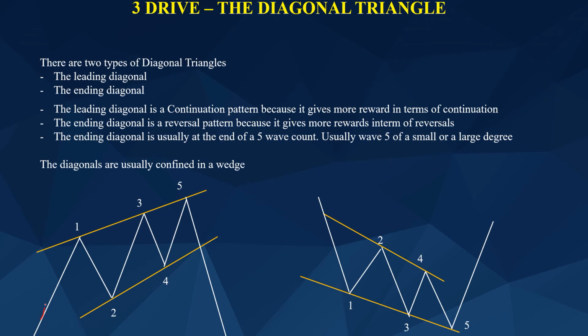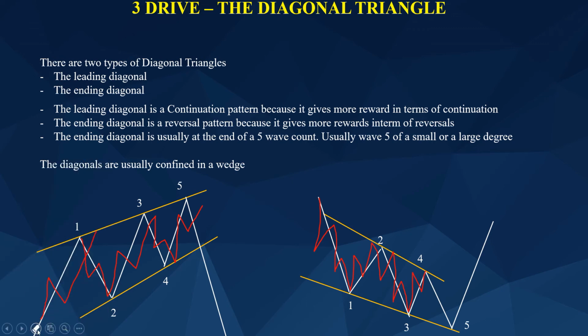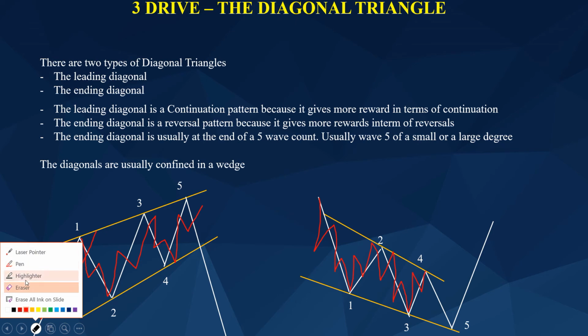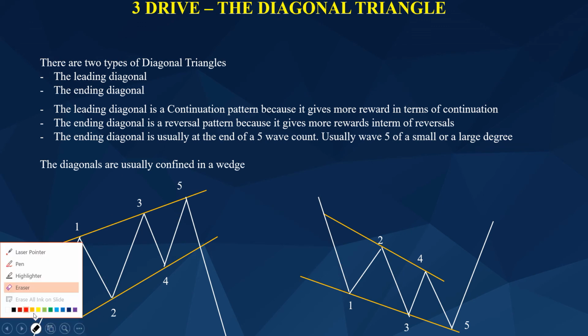So they will count it one, two, one, two, one, two, one, two. And then maybe the leading diagonal will be one, two, three, something like this. So they have a way of counting the waves within it, and that gives you the difference between the leading diagonal and the ending diagonal. But we are not too interested in those technicalities. What we want to know is how they look, where they appear, and how we make use of them.